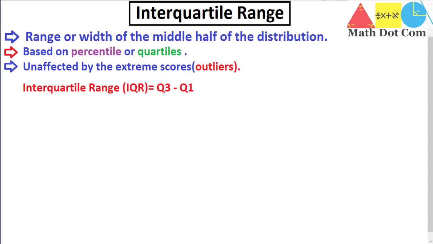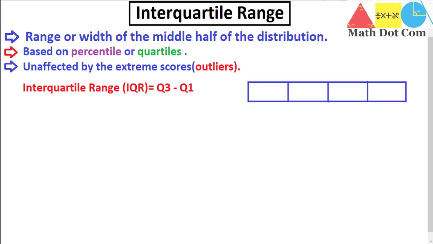So let's discuss it with the help of an example. Here we have a data set. You can say this whole rectangle is representing the data set. I'm not going to write any data inside it; you can think of any data inside it. Here we have one rectangle that is divided into 4 equal parts. So if I write here, 25% of the data will be here, 25% of the data will be here, 25% of the data will be here, and 25% of the data will be here.